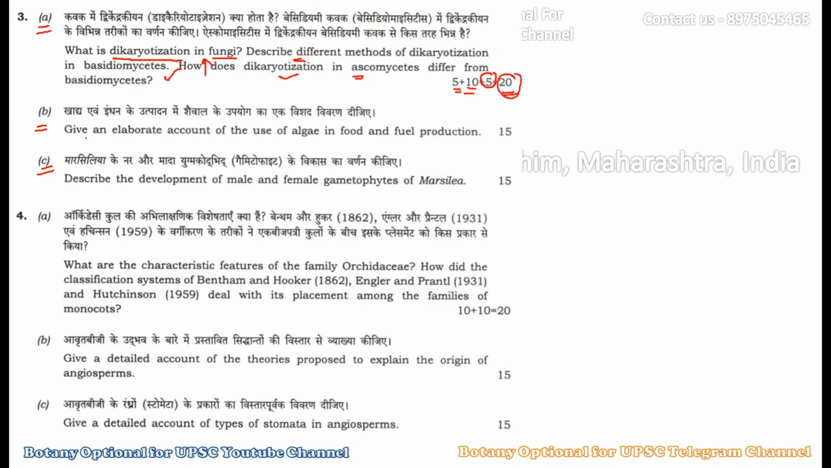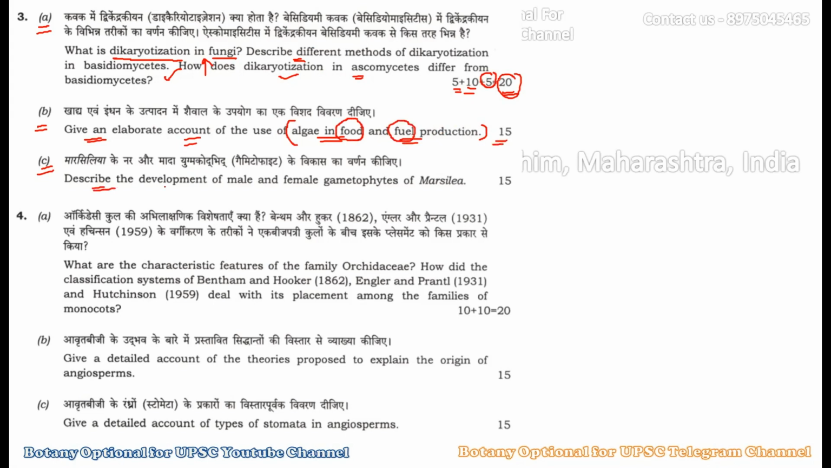Now, in the B question, you have to give an elaborate account of the use of algae in food and fuel production. Again, a very basic question, and all of these questions, whatever we have seen so far, are explained very well on our channel, right? Now, you have to give algae as food and algae as fuel. For that, you will get 15 marks.